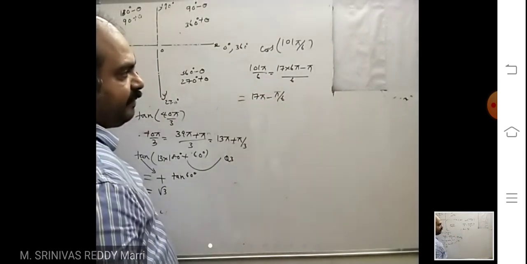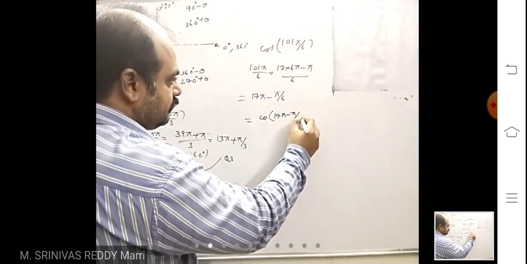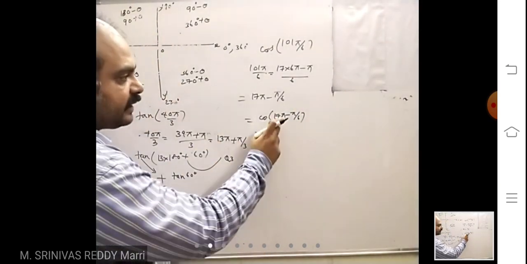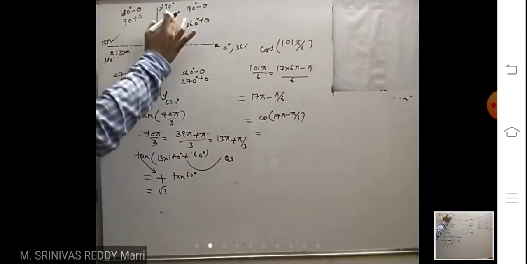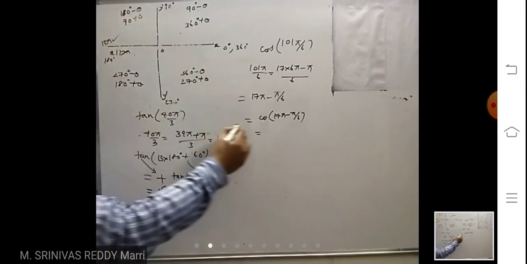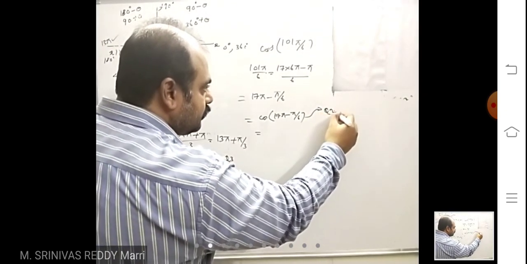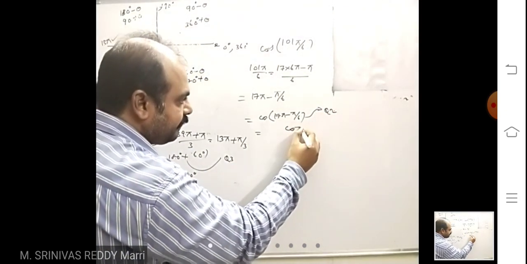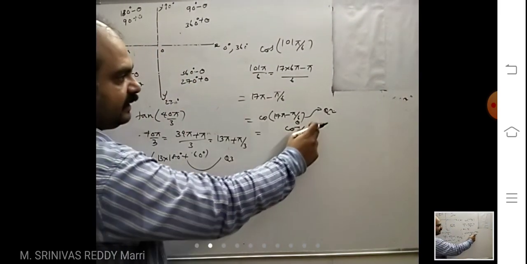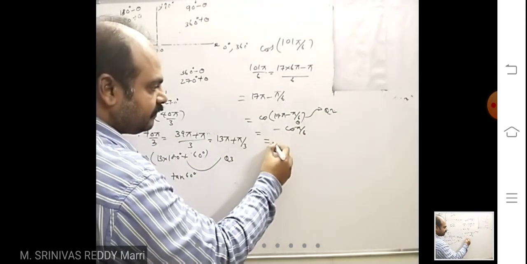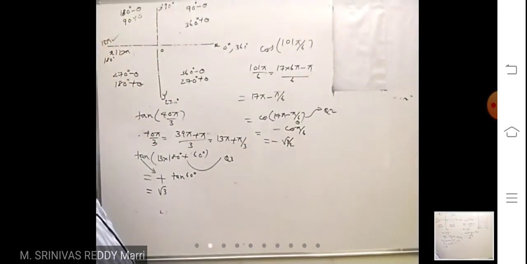17 pi minus pi by 6. Now look at 17 pi, this is this end. Pi, 2 pi, 3 pi, 17 pi minus means this is quadrant 2. So you write cos pi by 6 only. This is theta, cos theta. Cos pi by 6. In quadrant 2, cos is what? Negative. Like that, minus cos pi by 6 means minus root 3 by 2.